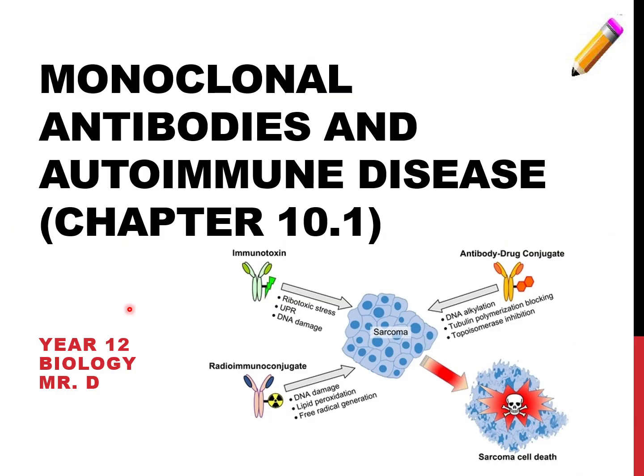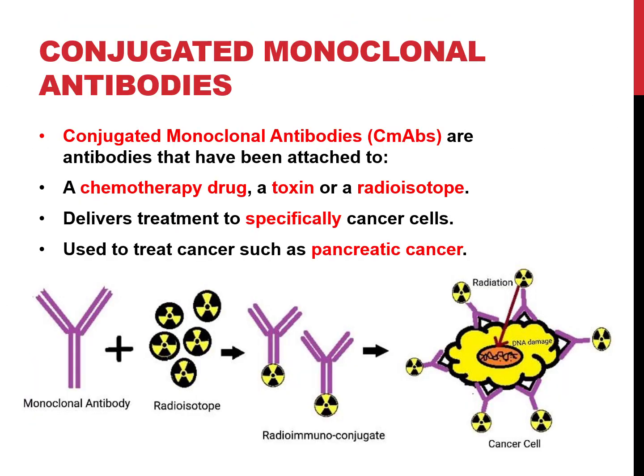All right, so monoclonal antibodies and autoimmune disease. So we also have conjugated monoclonal antibodies here, where the antibodies have things attached to them. In this case, it could be a chemotherapy drug, it could be a toxin, or it could be something radioactive, so a radioisotope. I know this is more chemistry, but it is really interesting to see what they can do with these monoclonal antibodies. Essentially, it delivers treatment specifically to these cancer cells, and the radiation goes right to it.